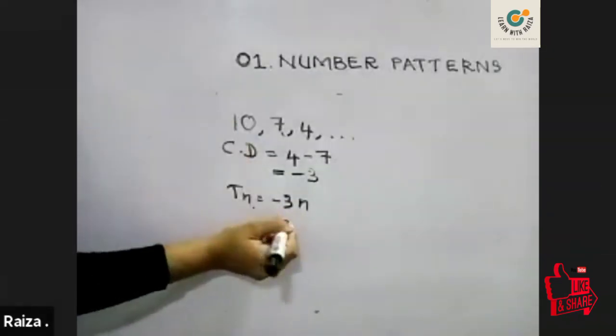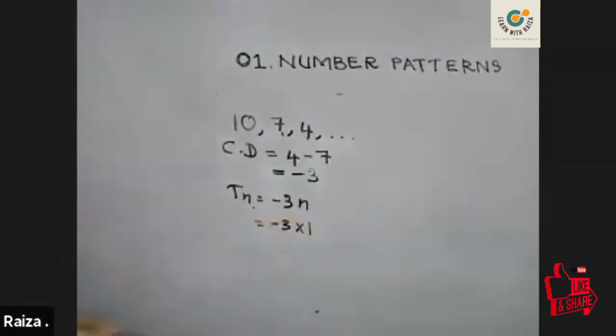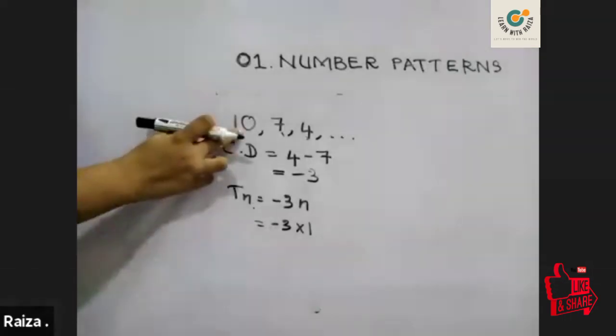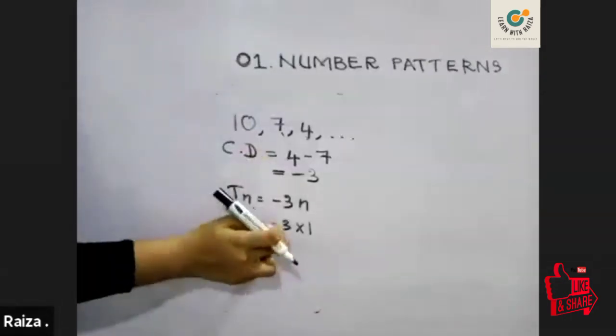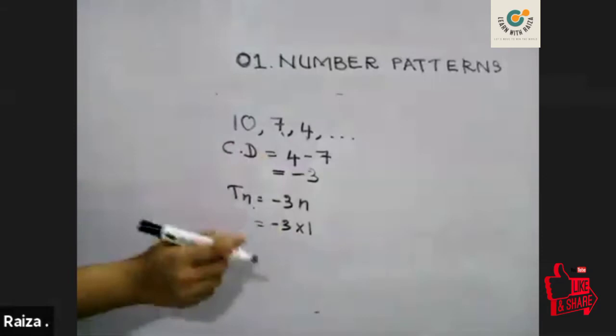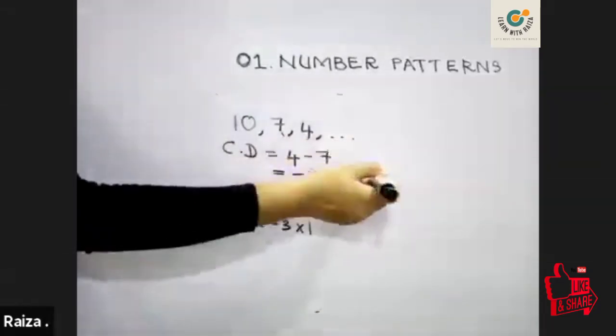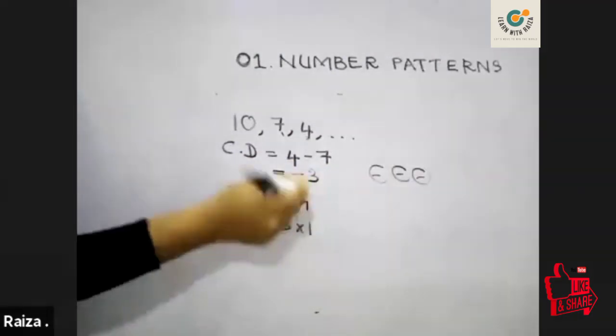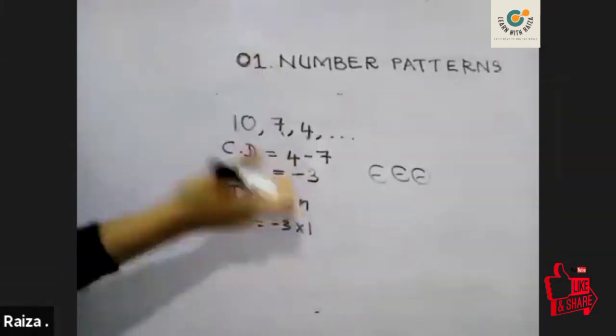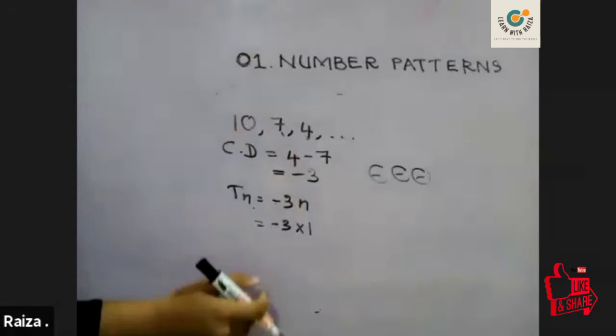Minus 3 times 1 is minus 3, but I want plus 10. So if I want to get plus 10, how much more should I add? Why do I do this? Listen carefully. This is negative. So how many more should I add? I have negative 3. How many more positives do I need to make this plus 10?